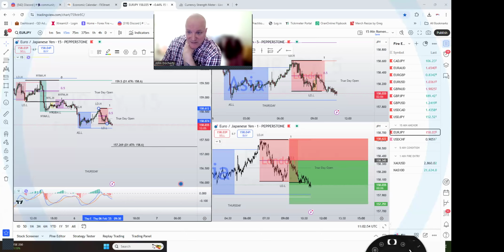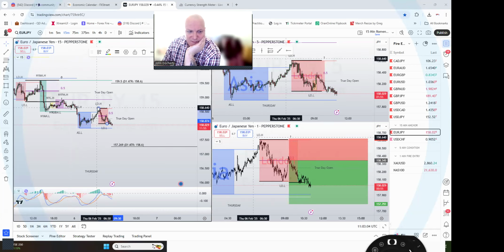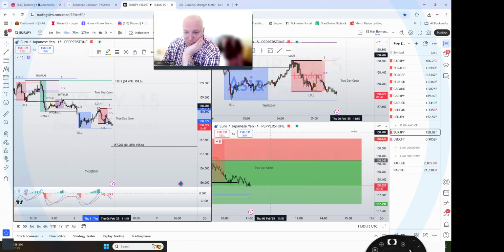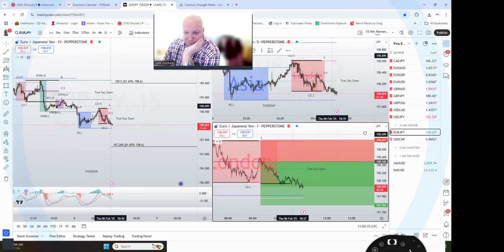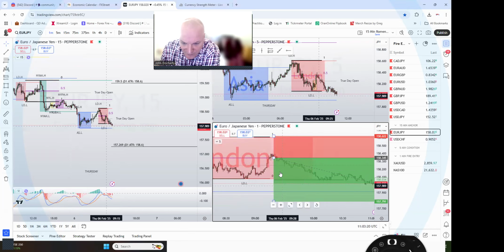Hi guys, it is 11 a.m. now. Let's just have a little recap where we are. Again, the Euro Japanese yen. We had a breakout. We are bearish. Back into 50%. Checked over separation candles. We look for a bullish candle followed by the bearish engulfing.